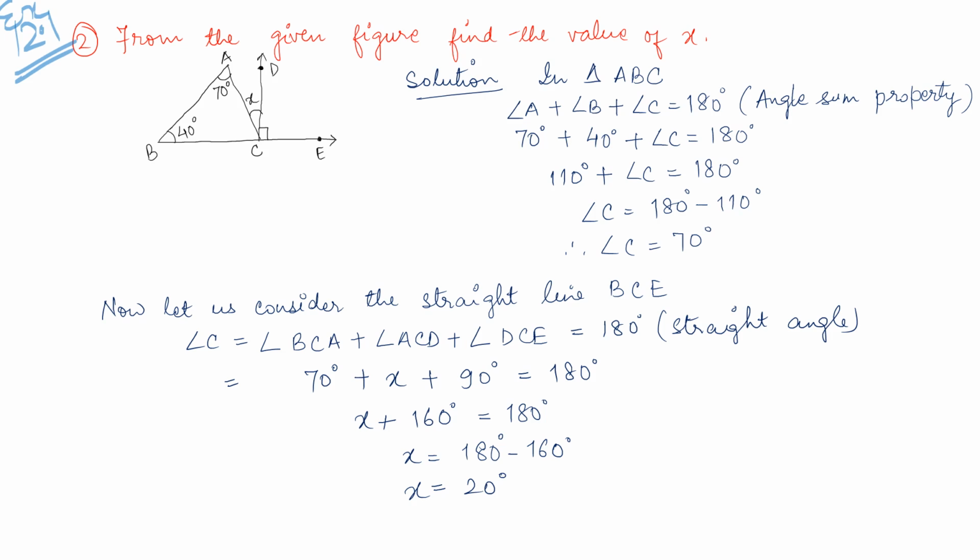How will you calculate? First, we will consider the triangle ABC. For triangle ABC, we all know that angle A plus angle B plus angle C is 180 degrees. That's how we will calculate the value of angle C as 70 degrees, because two of the angles are given. Now this is 70 degrees and you have to find the value of x. If you see properly, this is a straight line and this angle is 90 degrees. So considering BCE as the straight line, 70 degrees plus x plus 90 degrees will be 180 degrees because it is a straight angle. So the value of x will be 20 degrees. Clear?